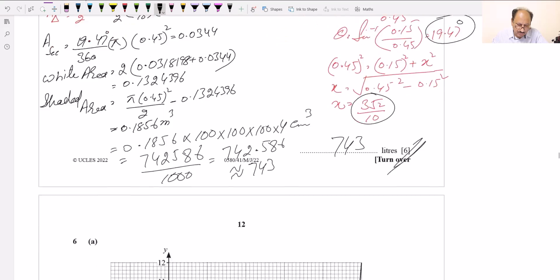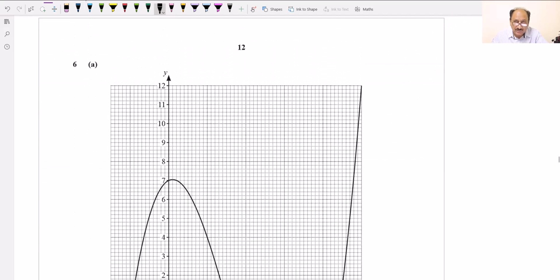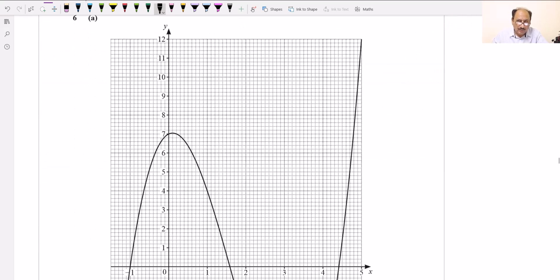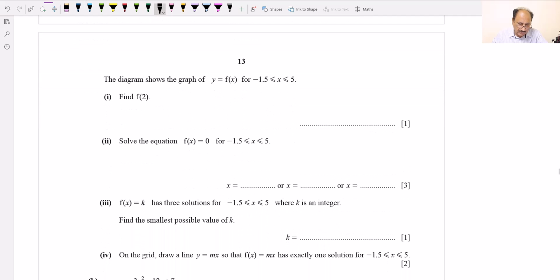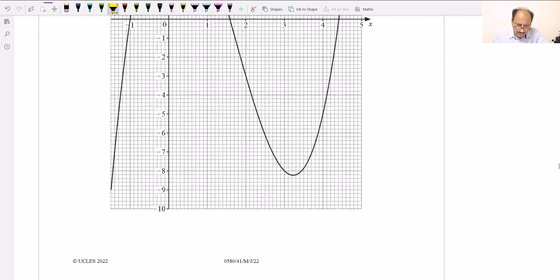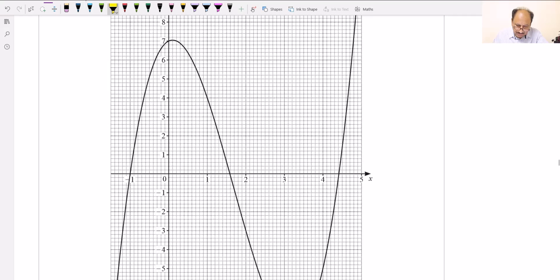A little tricky question. Now question number 6 says, a graph is provided and they are saying the diagram shows the graph of y is equal to f of x ranging from minus 1.5 to 5, and find f of 2. So f of 2 we need to find. f of 2 will be what? When x is equal to 2.